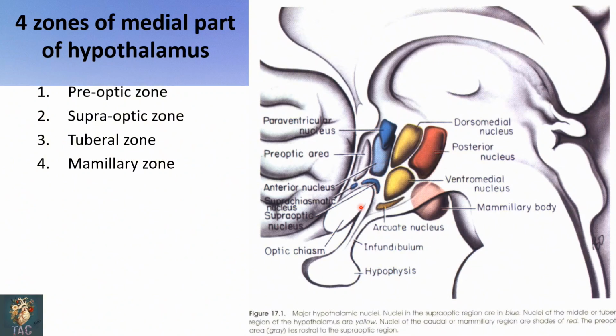The third zone is called the tuberal zone. In the tuberal zone you can see the arcuate nucleus, then the ventromedial nucleus and the dorsomedial nucleus, which are present over here. Then the mammillary bodies are present in the mammillary zone, and posteriorly you can see the posterior nuclei. So these are all the different nuclear groups which are present in different zones: the preoptic zone, the supraoptic zone, the tuberal zone, and the mammillary zone.